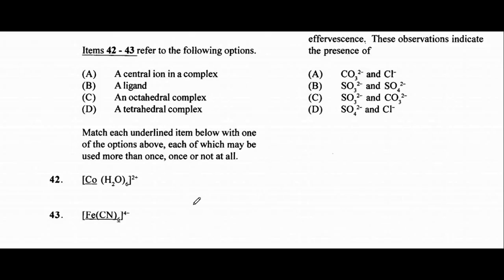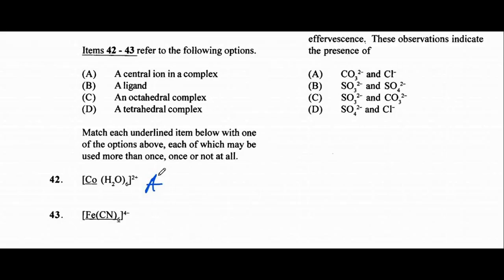Items 42 to 43 refer to the following options: A, a central ion in a complex, B, a ligand, C, an octahedral complex, or D, a tetrahedral complex. Match each underlined item below with one of the options above, each of which may be used more than once, or not at all. 42. Cobalt is what is underlined, and that is the central ion in the complex. So A for 42.